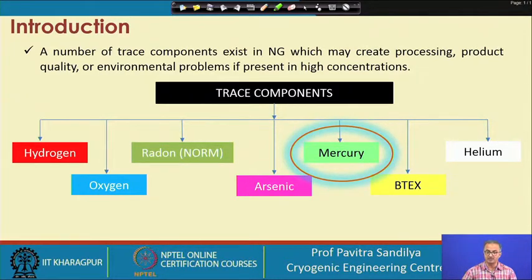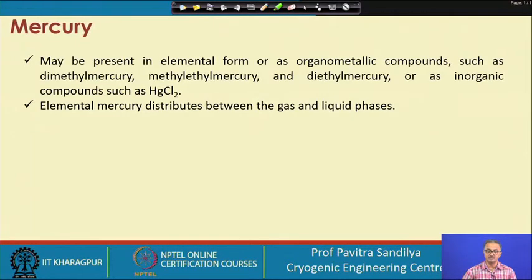Next we come to mercury. Mercury is another hazardous component. It may be present in the elemental form or as organometallic compounds like methyl ethyl mercury, dimethyl mercury, diethyl mercury, or in inorganic form like HgCl2, that is mercury chloride.